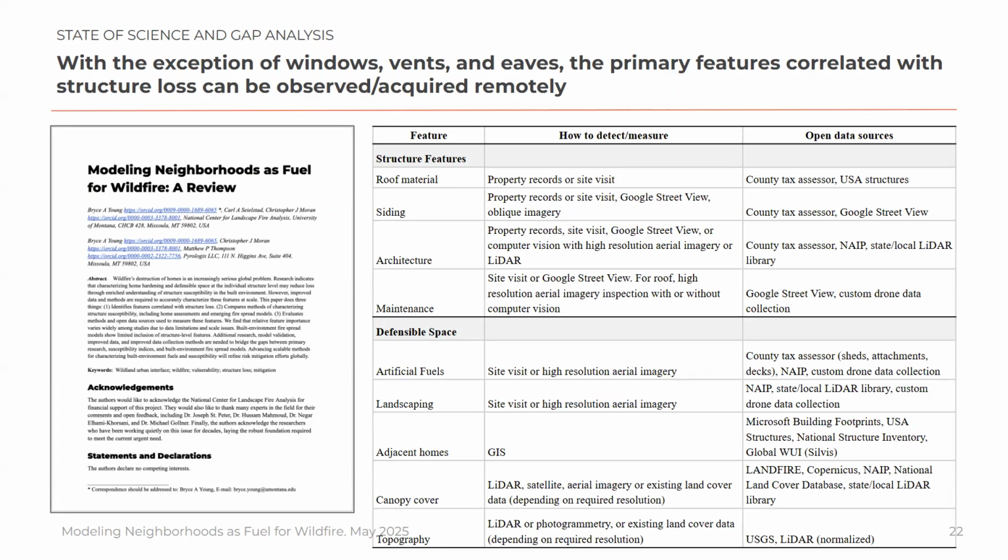So this is a really similar table to the one I showed you earlier for the empirical features, except structure features does not have windows, vents, and eaves. Even though those are important, they're pretty difficult to measure with aerial imagery or LiDAR or something like that. So these were omitted, and the defensible space features are the same. And in this paper, we also detailed how to detect and measure the feature and what data sources you can use that are available publicly to characterize those features.